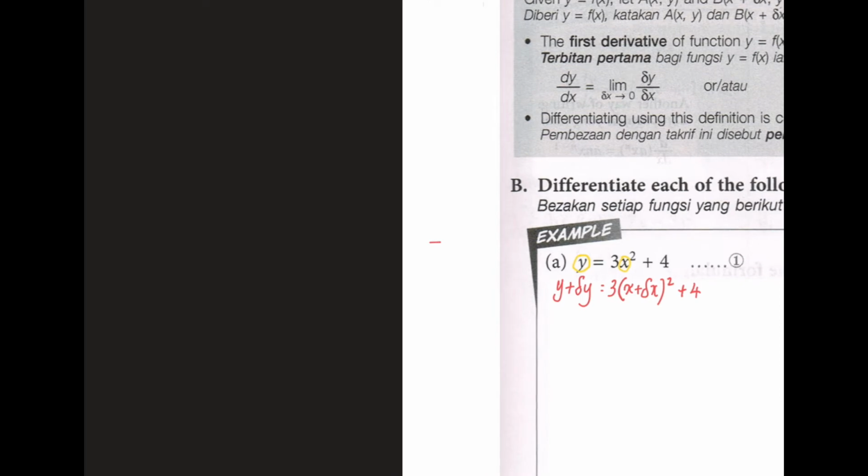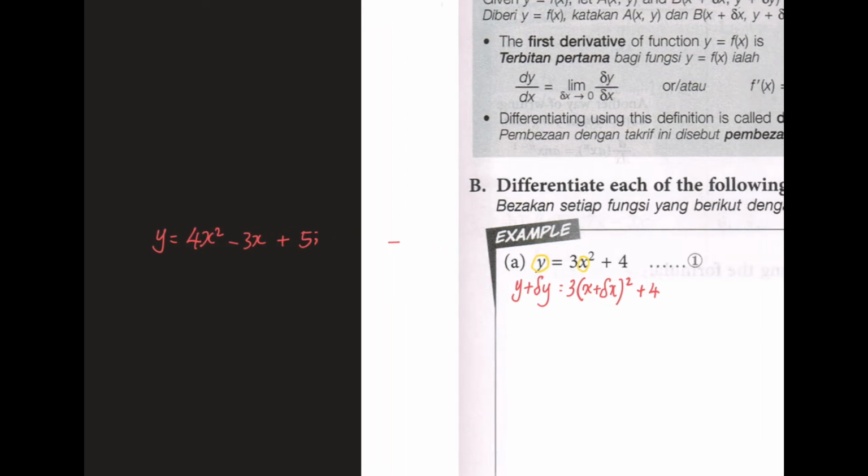So let's say more example. I just put it at the side here. If you have y equal to 3x, okay, let's say another one. Let's say 4x squared minus 3x plus 5, quadratic. And then the first step, you do like this. Your y changes to y plus delta y. Your x changes to x plus delta x. Then there is another x there, change to x plus delta x. Then plus 5. Okay, so we do like this.